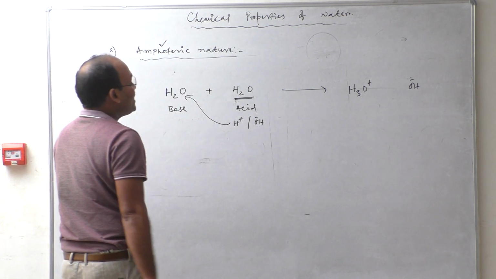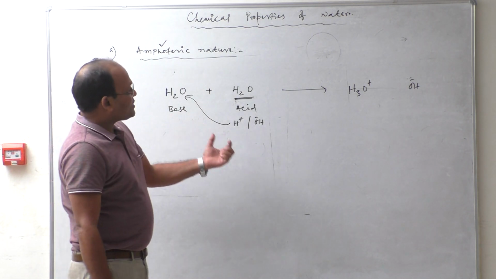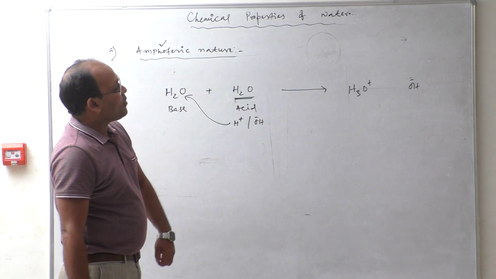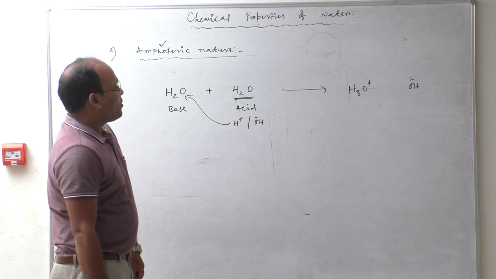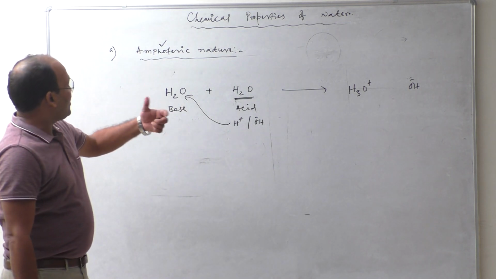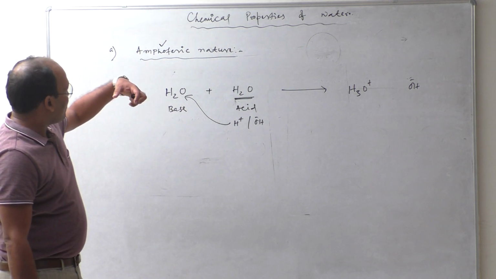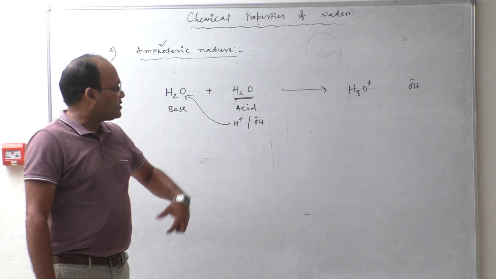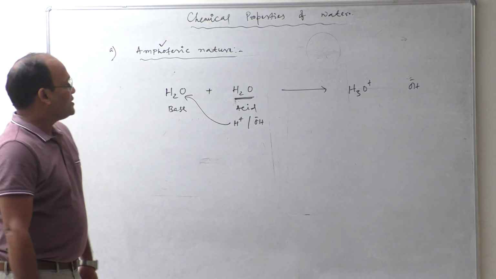So if water behaves like acid, H3O plus is formed and OH minus is also formed. On the basis of that, you can determine the behavior of water, whether it is acid or base. On the basis of the reactant species, you can check it out.